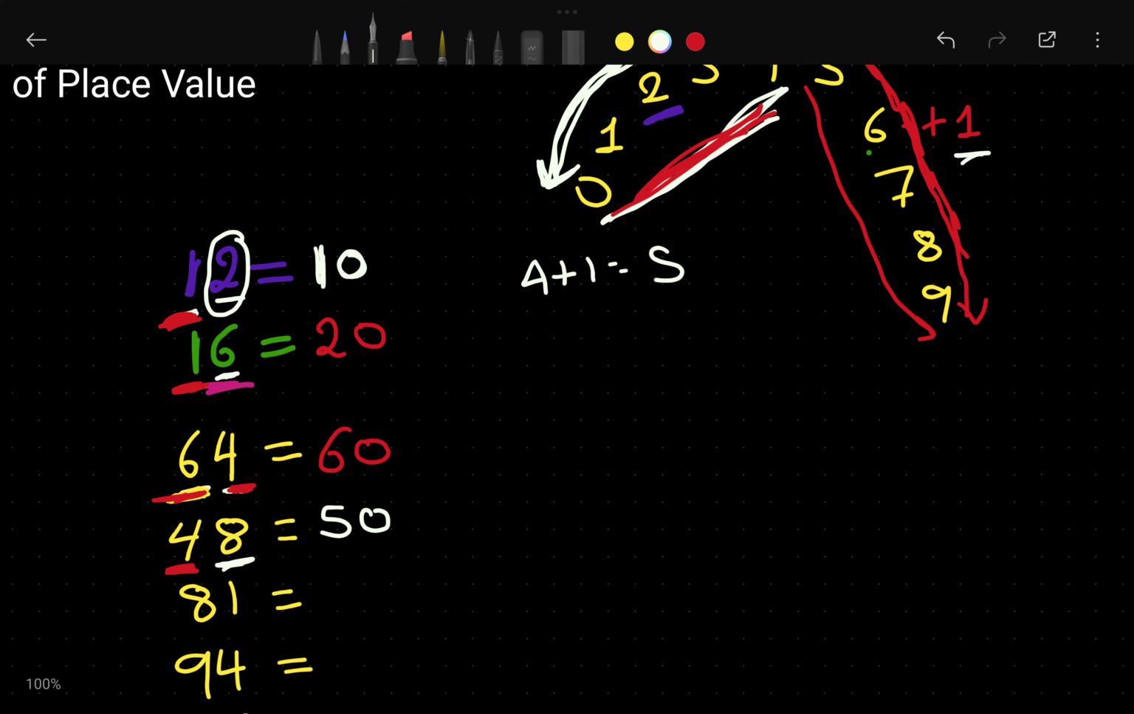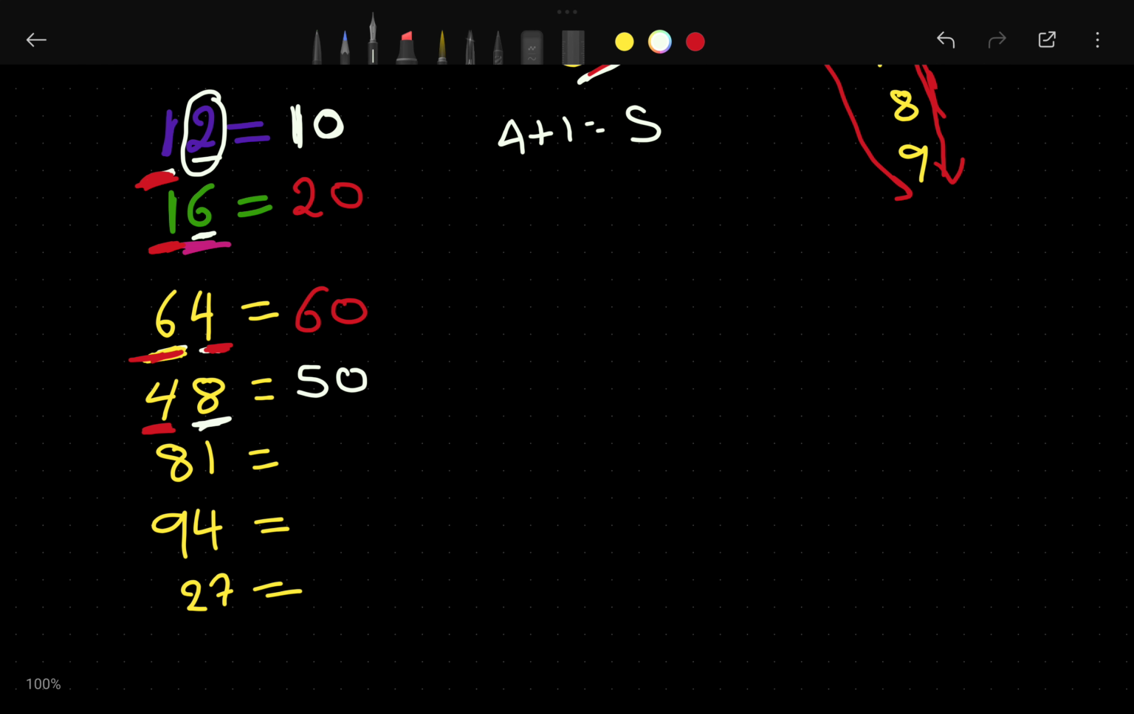Okay, and you don't have any kind of doubt. Let me show how we are going to practice, and it is going to be clear to you. So let's see here. If you see here, we have to look at the tens and ones. So this is ones, this is tens.